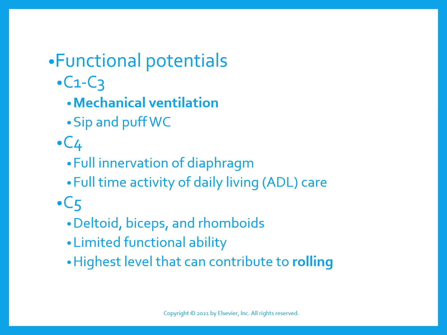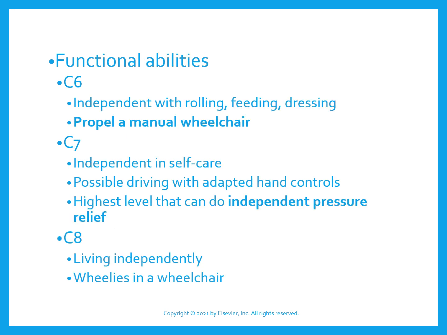Injuries at C5 will have limited to no innervation of deltoids, biceps, and rhomboids. So we've got limited shoulder motion, but very little, and no elbow motion really. There's limited functional ability at C5, and this is the highest level that can contribute to rolling. So patients with an injury from C1 to C4 are going to be dependent with rolling. They will not be able to contribute any to the physical task.